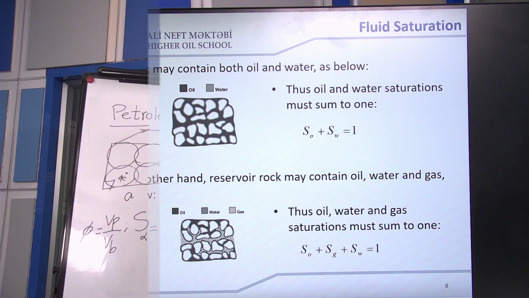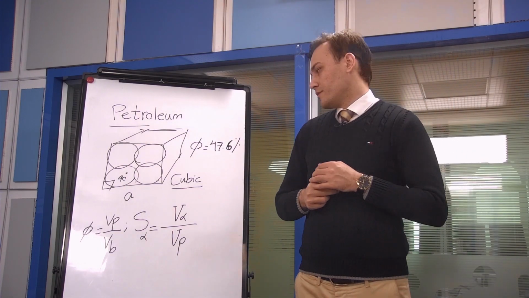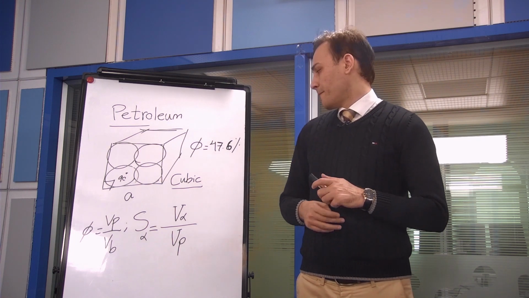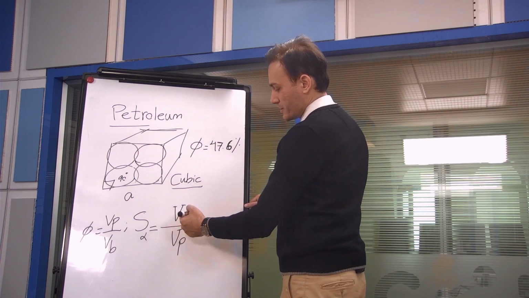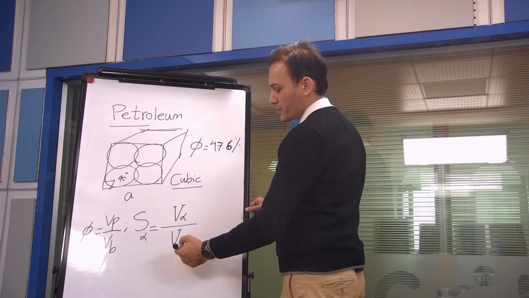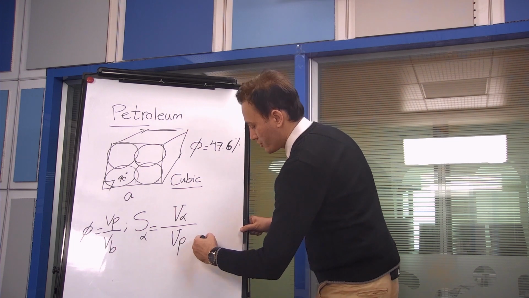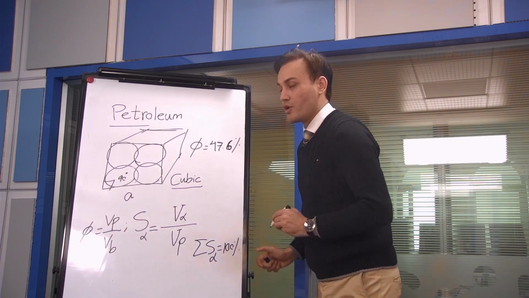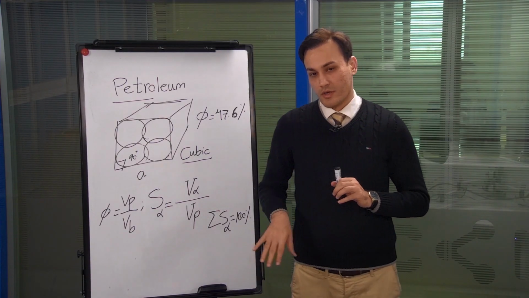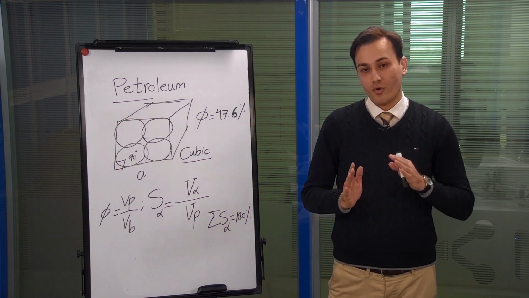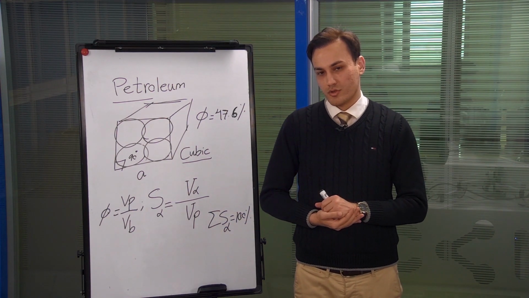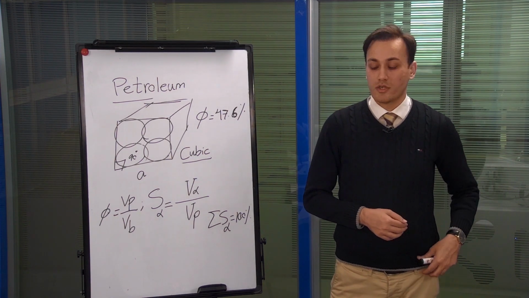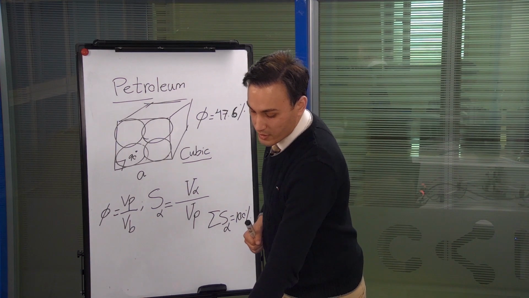Yeah, so as you can see here, we may have some oil reservoir which has only oil and water. Well, in that case, since this is a percentage, they generally need to sum up to 100% or 1. So if we have an oil reservoir, we just say that the saturation of oil and water should sum to 1. If we have gas, then the saturation of the gas, oil, and water should sum up to 1 or 100%.